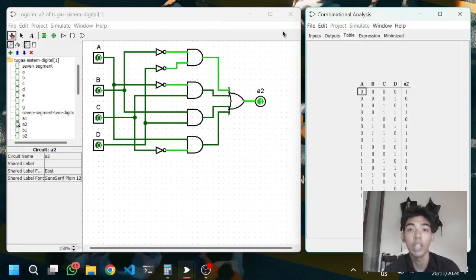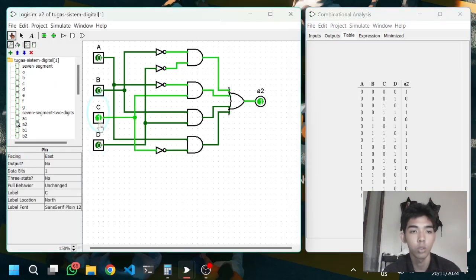Okay, let's now start with A2. We're going to check if this is correct, and the truth table is on the right. So let's check from 0 to 15. 1, 2, 3, 4, 5, 6, 7, 8, 9, 10, 11, 12, 13, 14, and 15. Okay, you can see 15 here is 1, so this is correct.